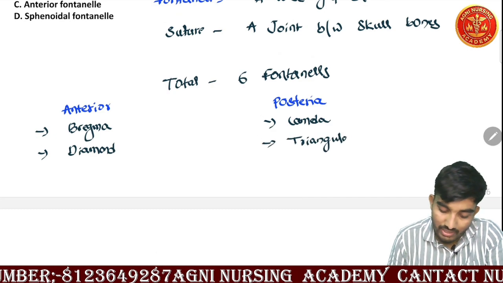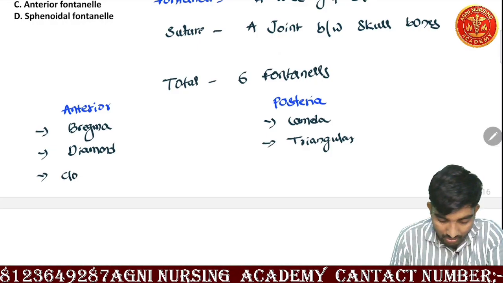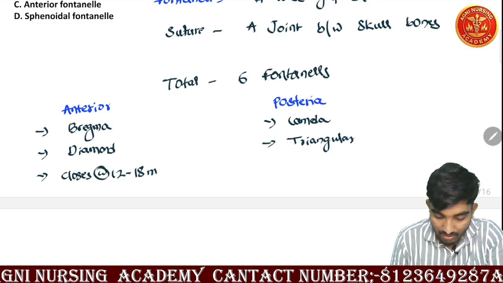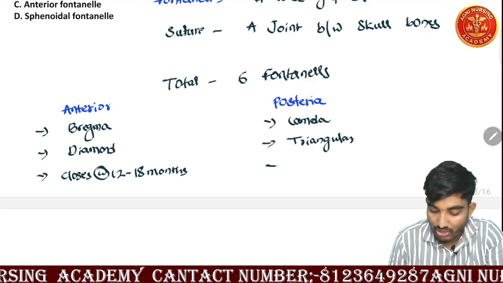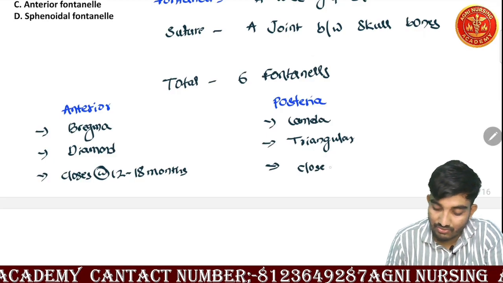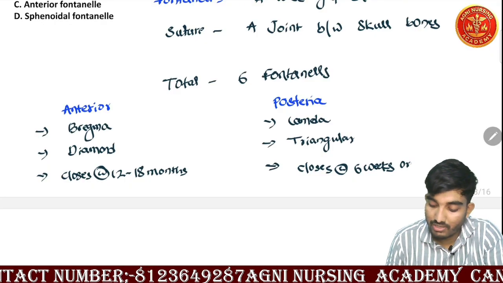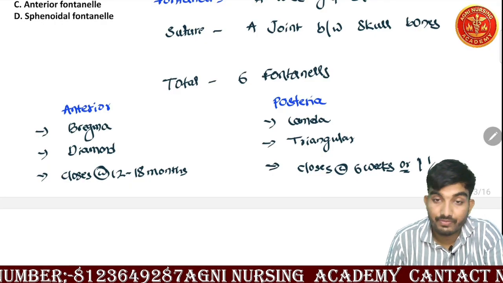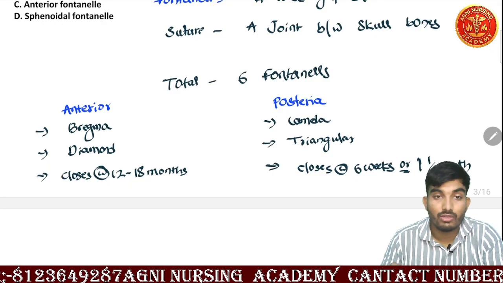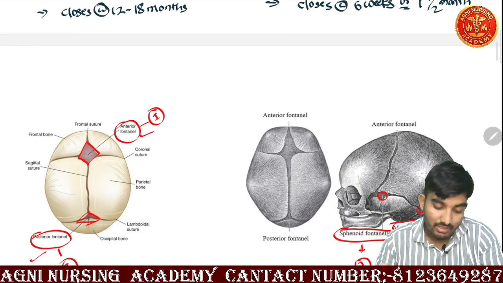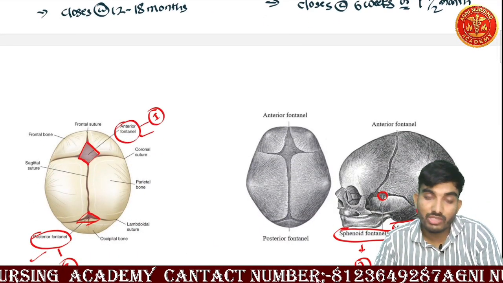And the anterior fontanelle closes at 12 to 18 months, and the posterior fontanelle closes at 6 weeks, also called 1.5 months. Okay. And fontanelles are separated by some suture lines.